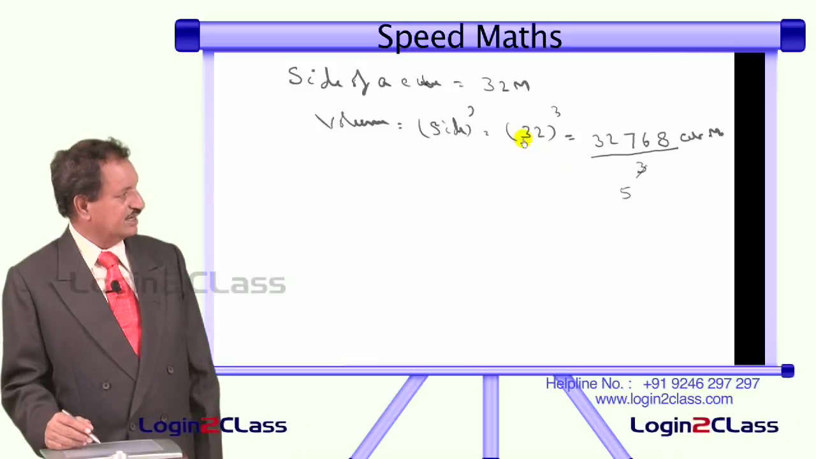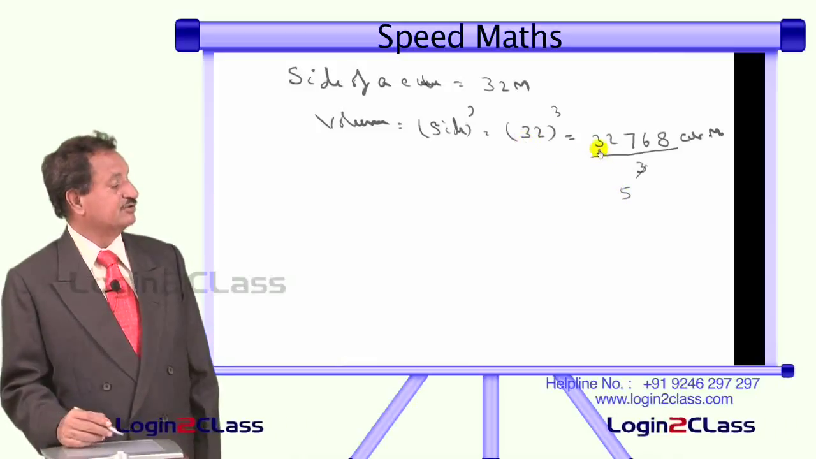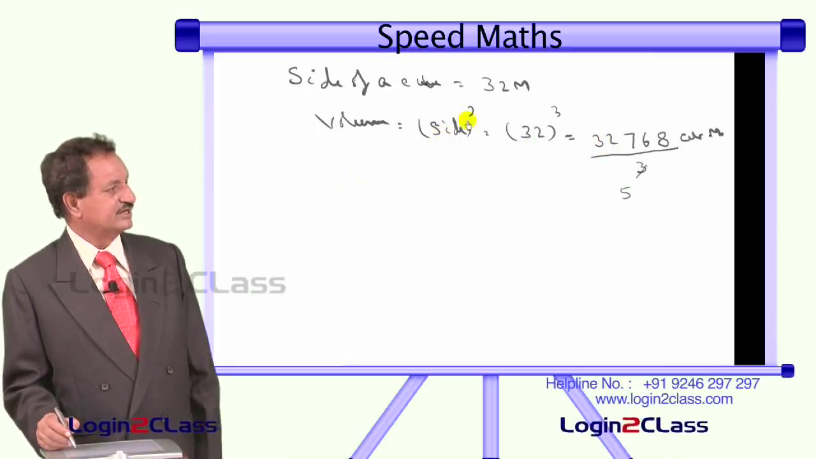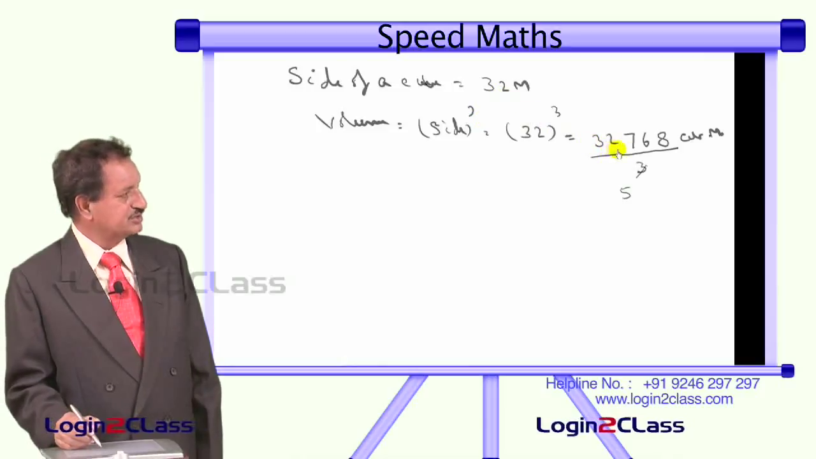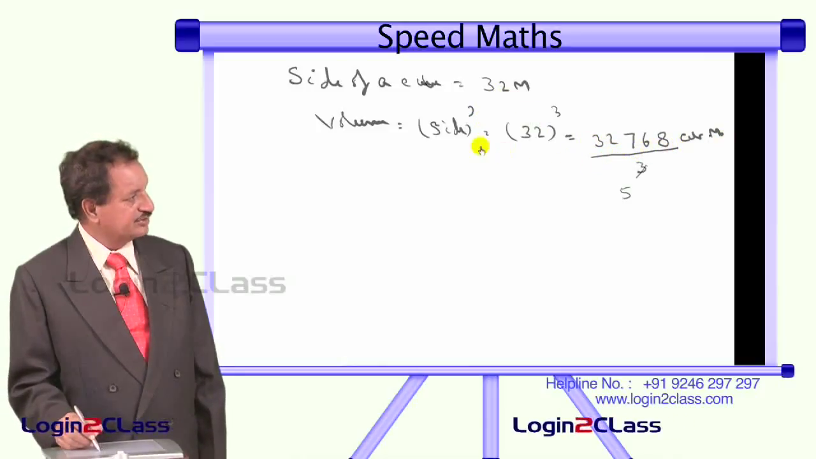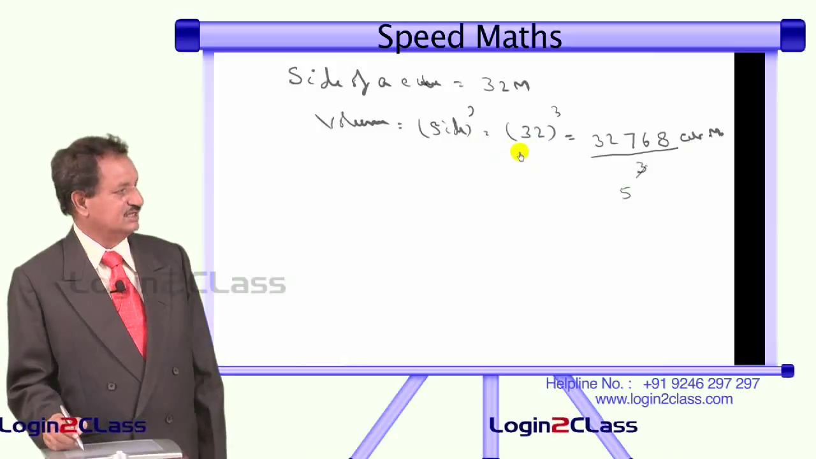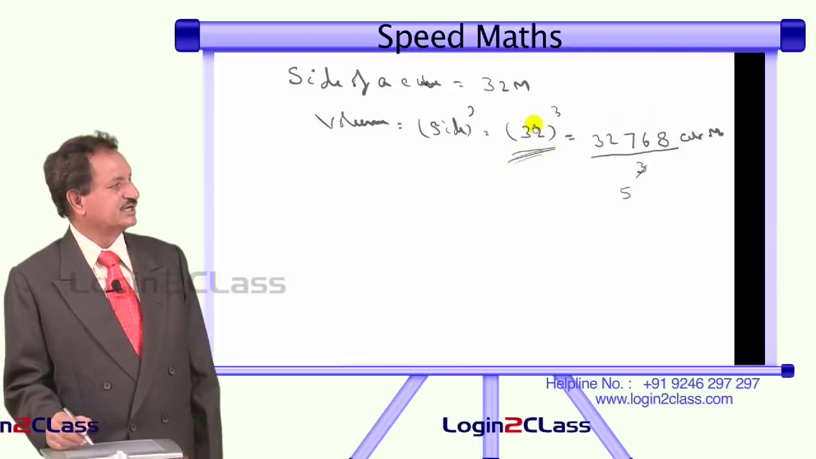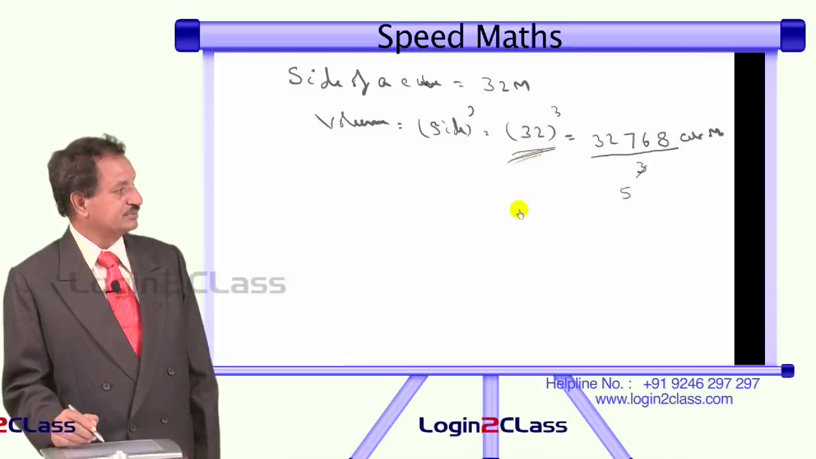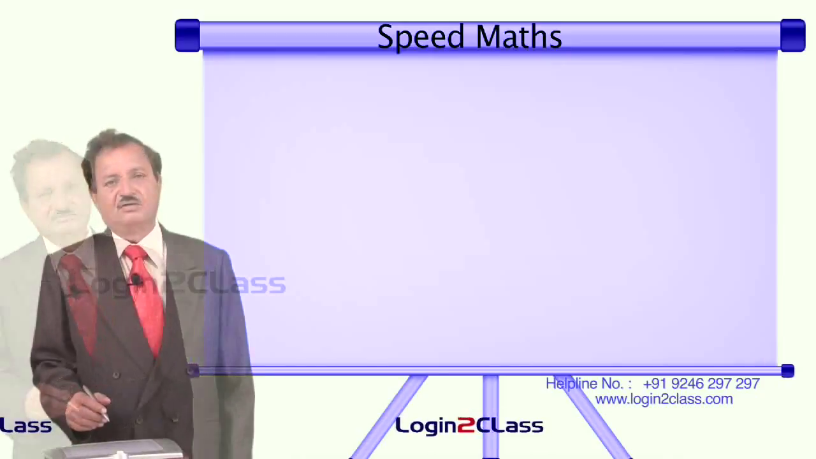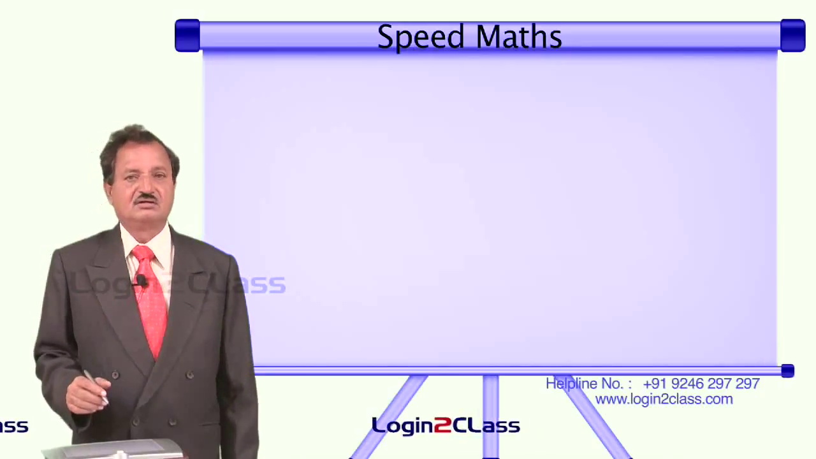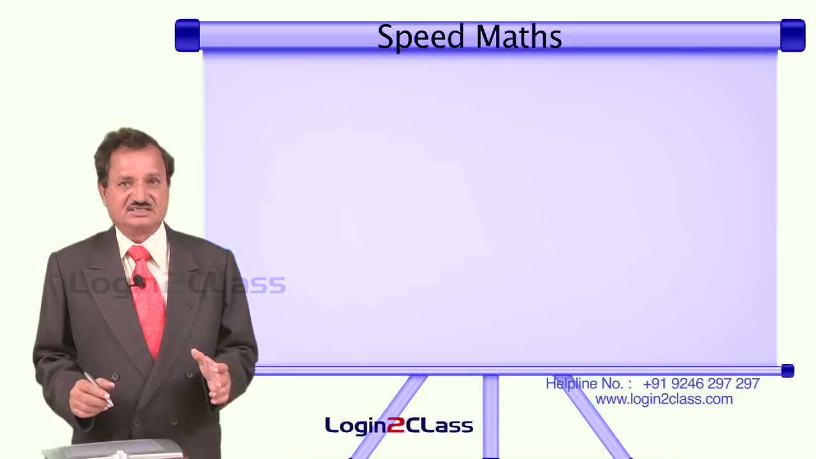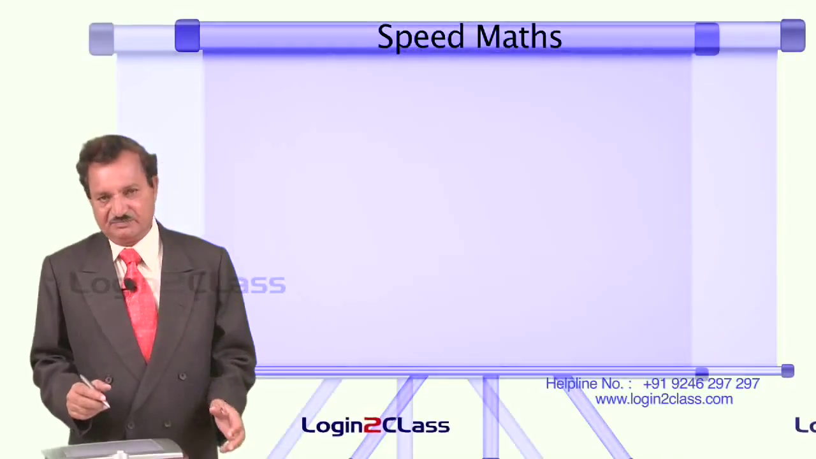So the volume of the cube whose side is 32 meters is 32,768 cubic meters. So we have used speed maths to calculate the cube of a number very easily. Otherwise you have to multiply 32 into 32 into 32, all this. Here directly we can multiply like this. So speed maths can be used like this easily. Now let us see an example where we can use speed maths in divisions and get the answers easily. Let us take a problem.